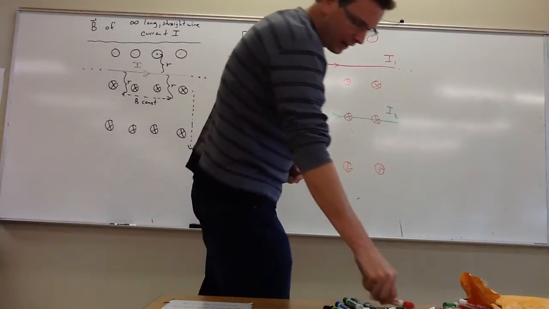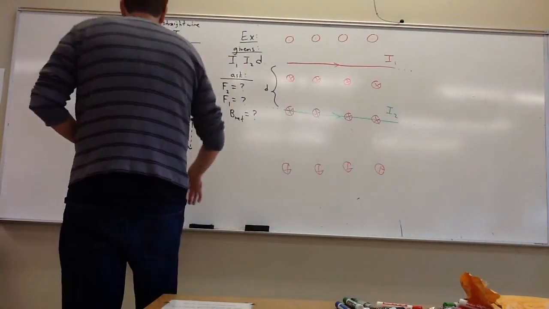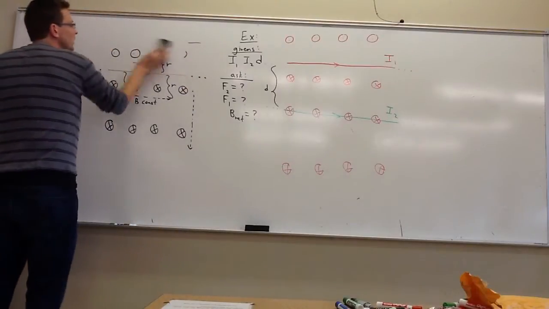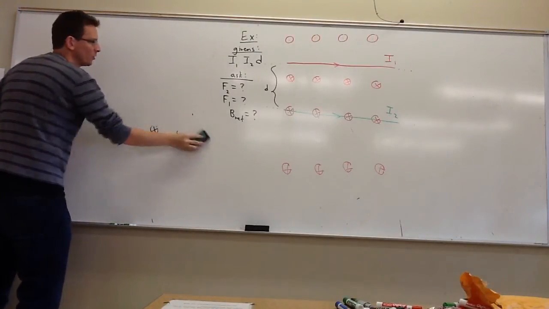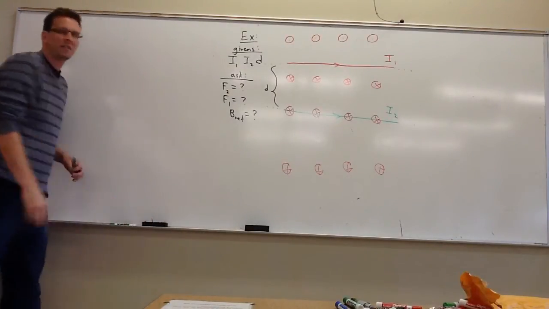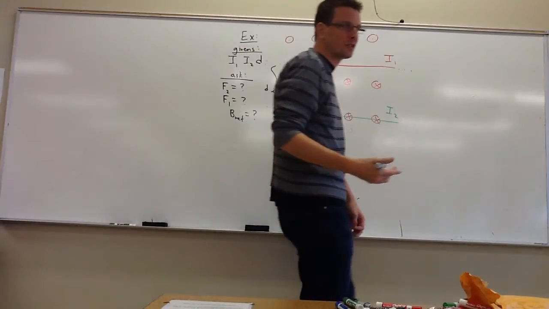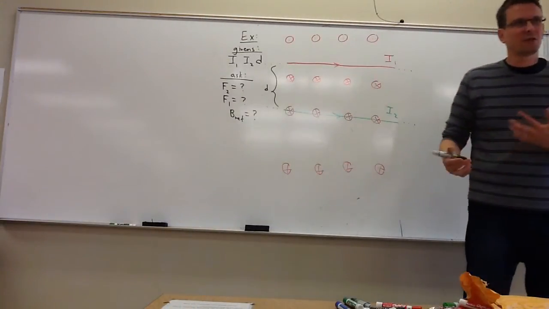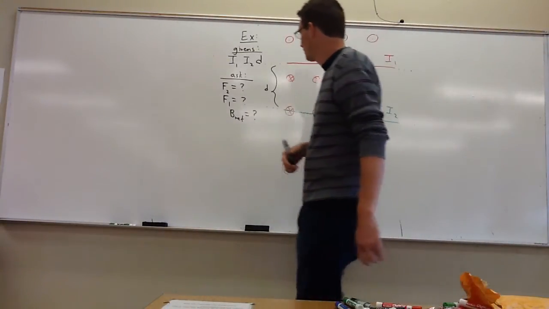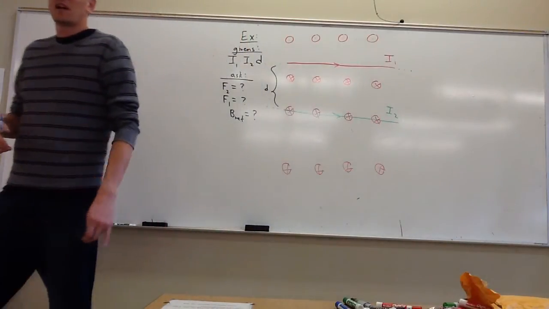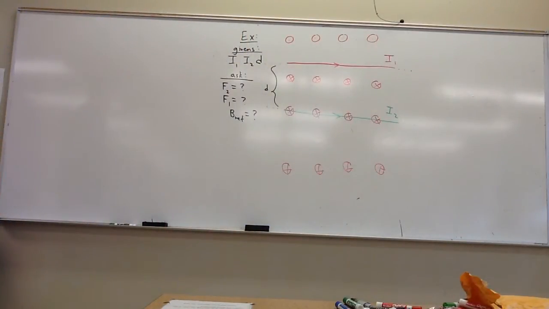So let's start there. If I want to know the force on wire 2, where does that force come from? It comes from wire 1, right? Magnetic field, in general, is just a middleman for interaction. Now, why don't I need to draw the magnetic field that wire 2 makes for this? That's not what you're asked for.